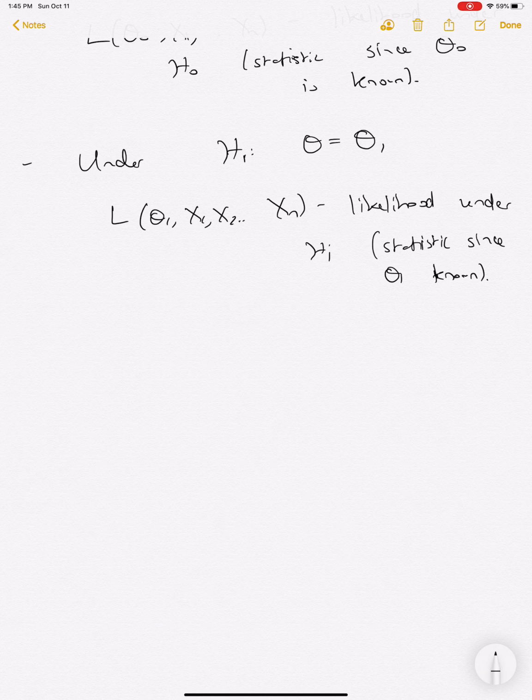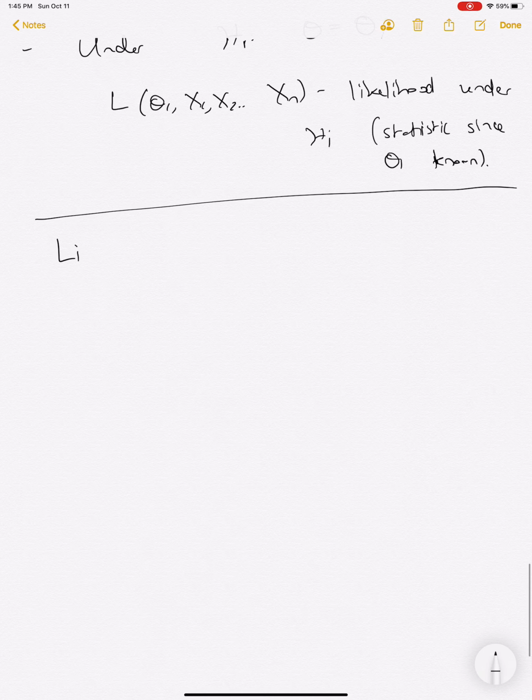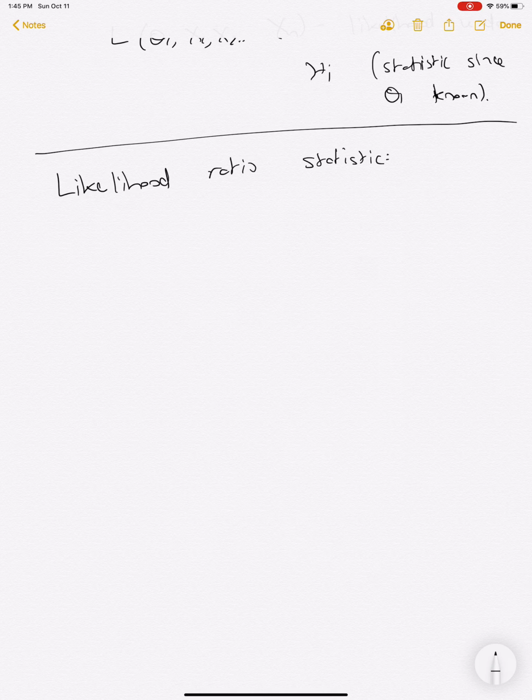Okay, and so then this leads to the likelihood ratio statistic. So this likelihood ratio statistic is a function of theta 0 and theta 1. And that's going to be just the ratio under the null and the alternative.